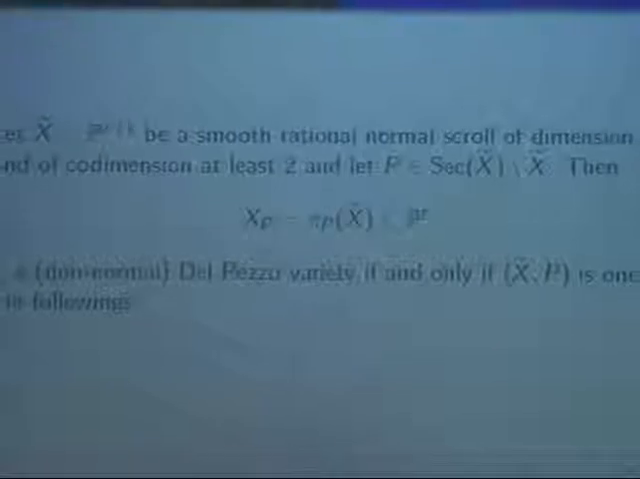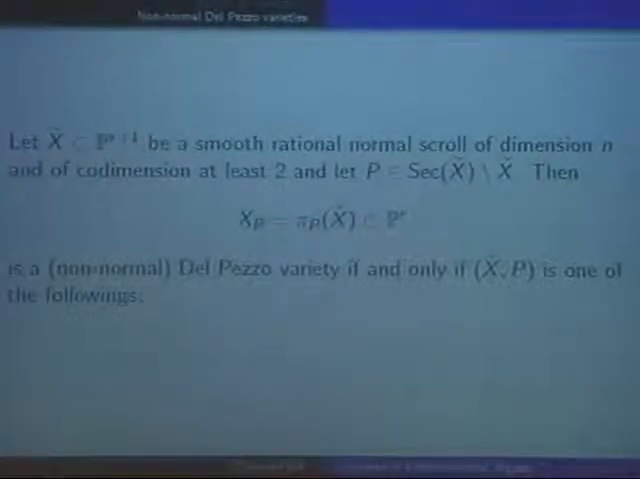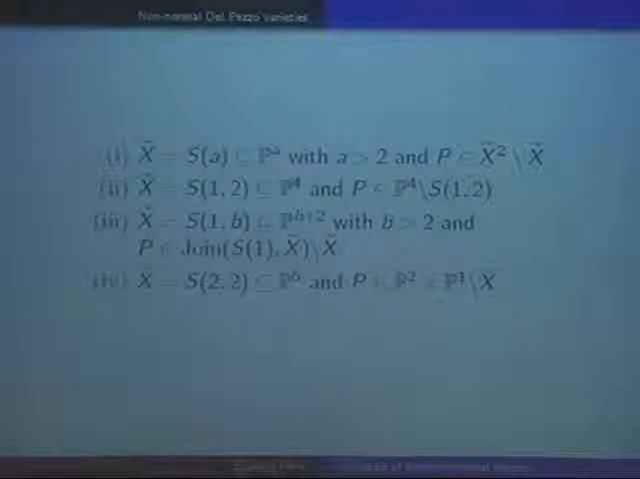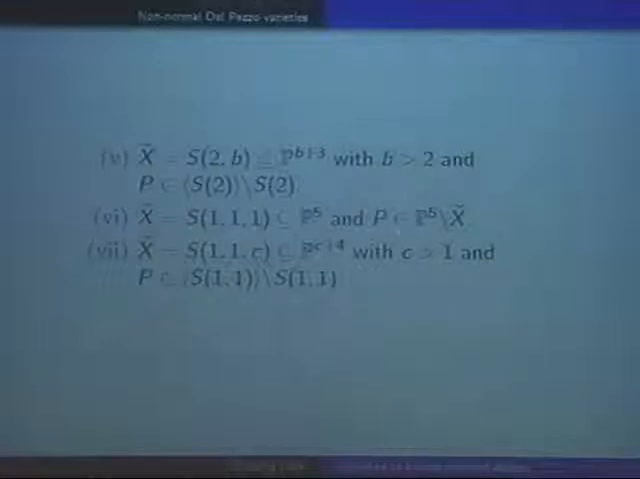In particular, by using this classification, we can classify all non-normal Del Pezzo varieties. Concerning the linear projection, we describe the structure, the type of X tilde, and also the location of P. The result is, the curve case is easy. In the surface case, X tilde should be in this form, and also we can describe the location of the point by using those subsets described in the previous theorem. Anyway, there are seven kinds of numerical type of X tilde, and for each case we describe the location of P exactly.